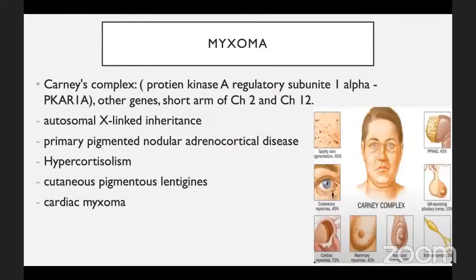We have the association of the Carney complex. It involves the protein kinase A regulatory subunit and is autosomal, X linked. It can manifest as cutaneous pigmentation, cardiac myxoma, hypercortisolism, and primary pigmented nodular adrenocortical disease.